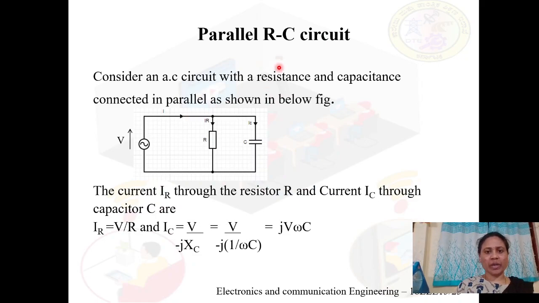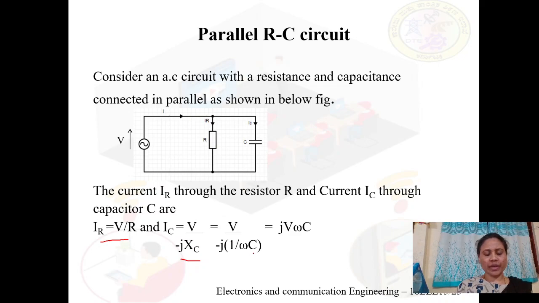Now let us see a parallel RC circuit. Here R and C components are connected in parallel. So again, we will carry out our analysis in a similar manner. Let us take the applied voltage as V and the current flowing through the circuit as I, and it gets divided through R and C. So let us represent the current flowing through R as IR, which is V by R, and the current flowing through C as IC, which is V by minus j into XC.